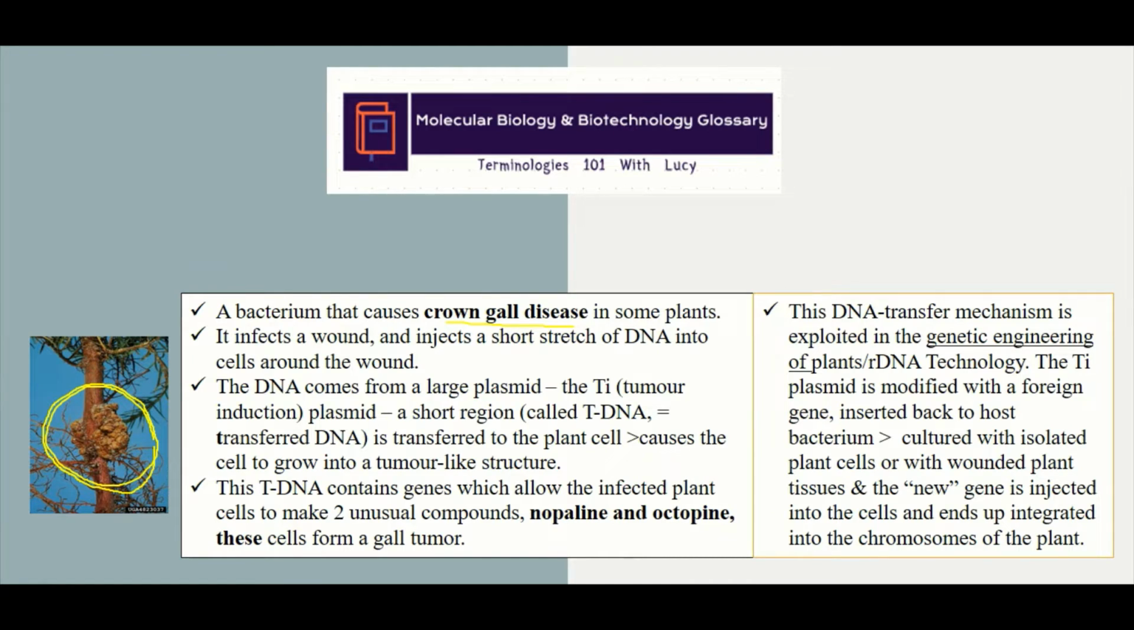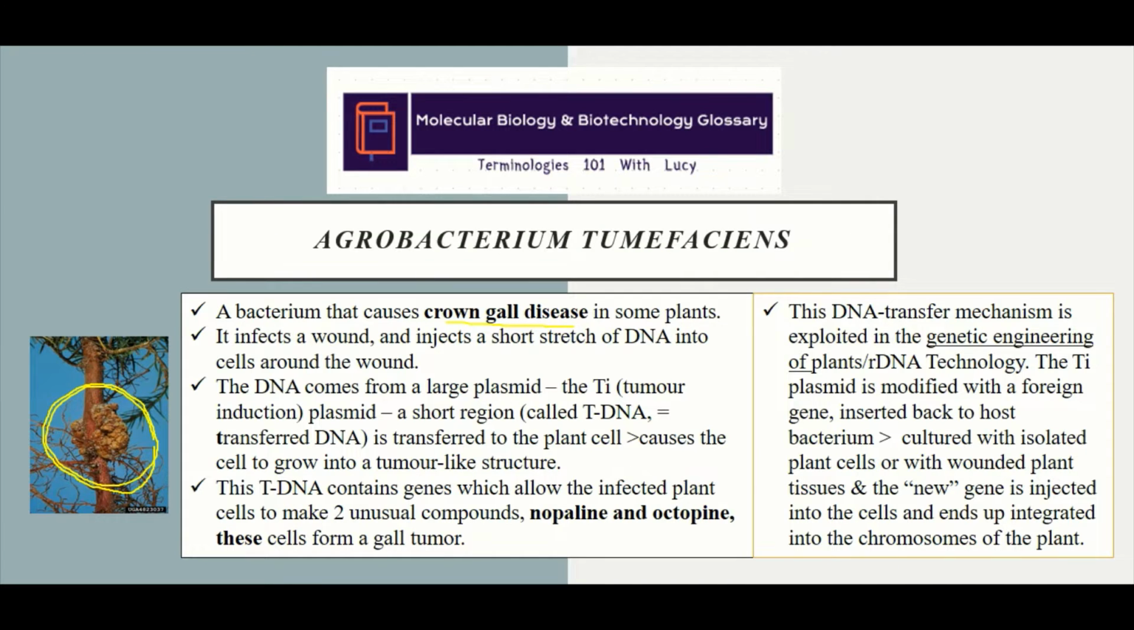Technologies 101 with Lucy. Today our focus is Agrobacterium tumefaciens. This is a bacterium that affects plants and causes what we call crown gall disease. As you can see in this picture, plants usually have tumors that can be caused by this type of bacterium.